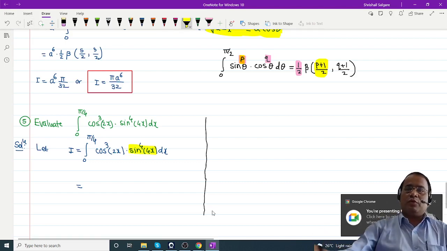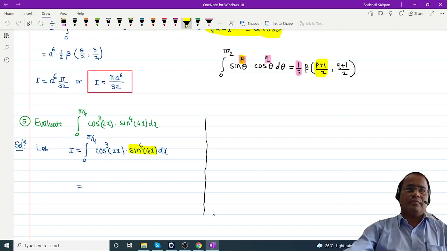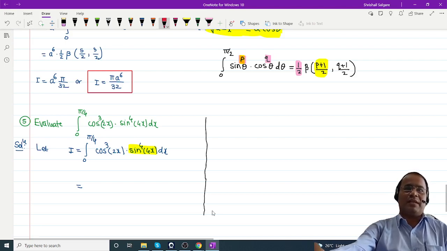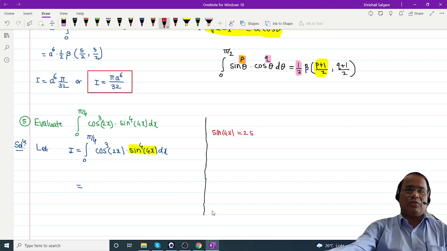What to do here? Sir, can we put cos 2x is equal to t or some variable? No, Ray. The sin 2 theta result you can apply. Now you have to think in the same direction. If you are using the sin 2 theta result, then sin 4x, how to write it? Sin of 4x can be written as 2 into sine 2x into cos 2x. At the same time, you have to think of the limit also.